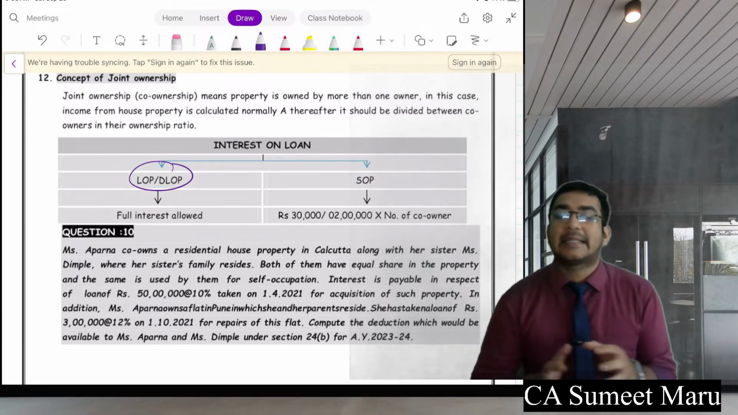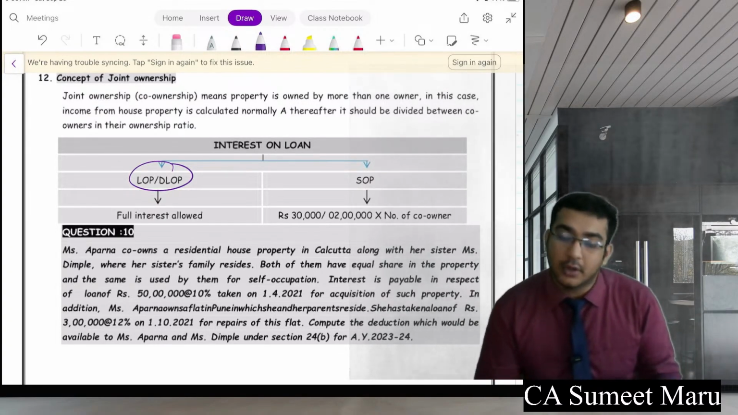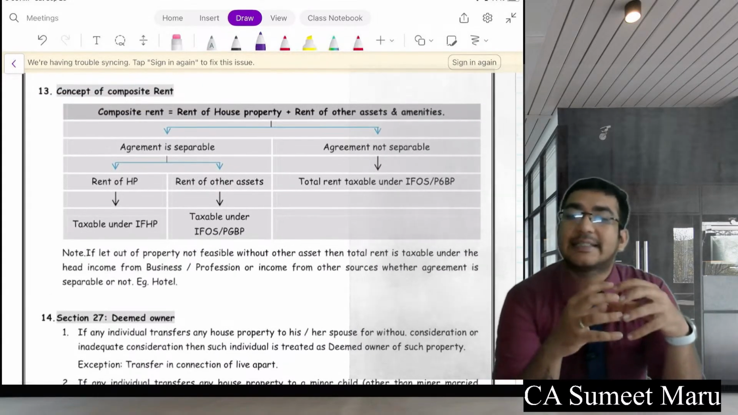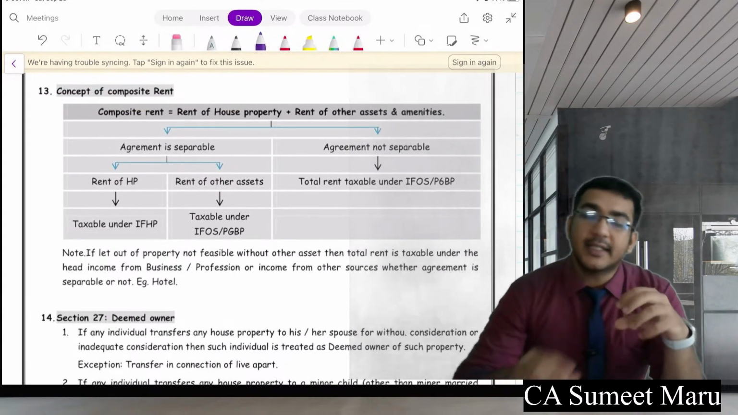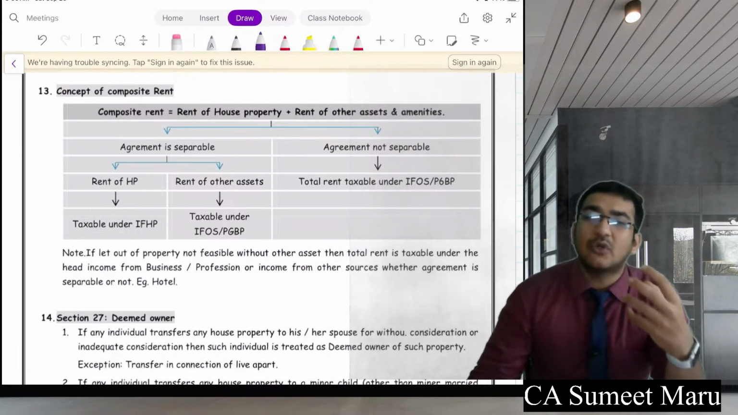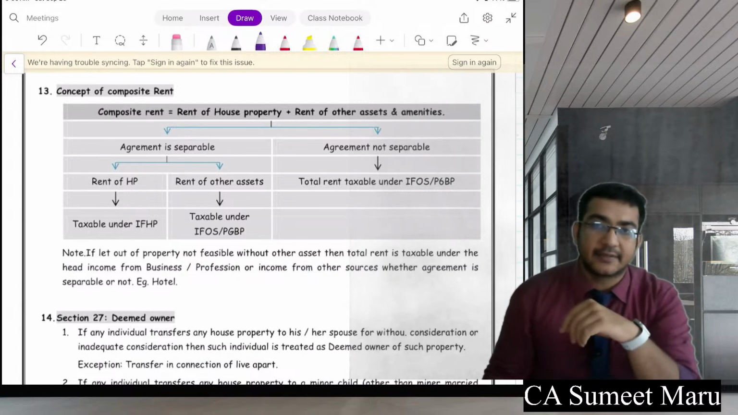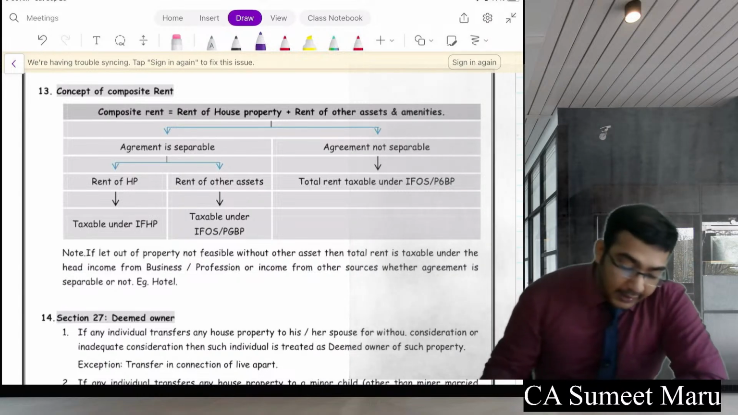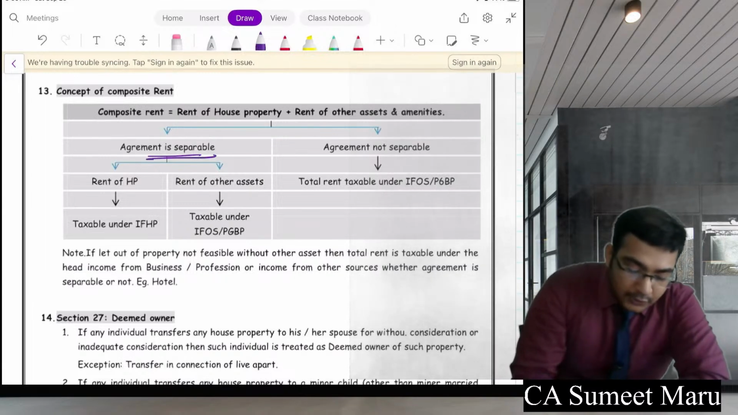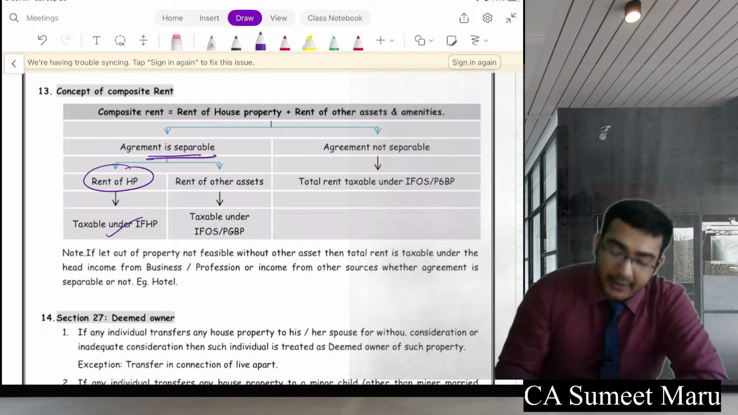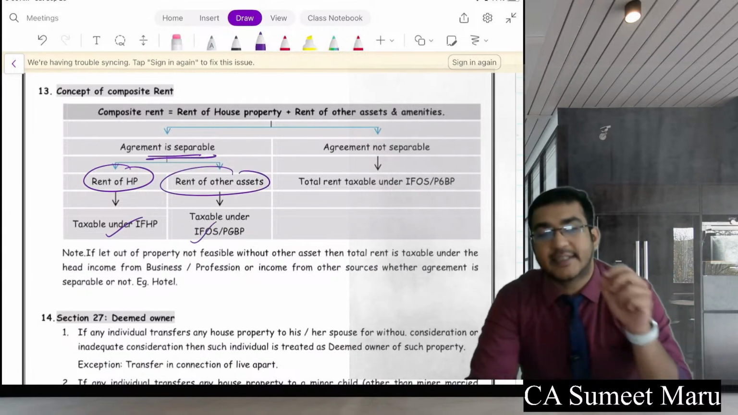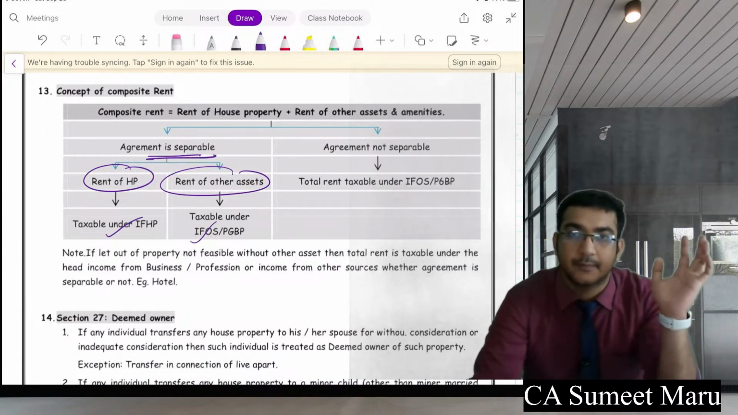Self-occupied, then calculate this question separately for all the owners. Further, if you are receiving a composite rent, meaning in cities nowadays, people don't only give the house on rent, they also give furniture on rent as well. If there is a composite rent, and if the agreement is separate for furniture and for house property, then house property will go in house property, and rent for other assets will go in income from other sources or PGBP if it's your business.